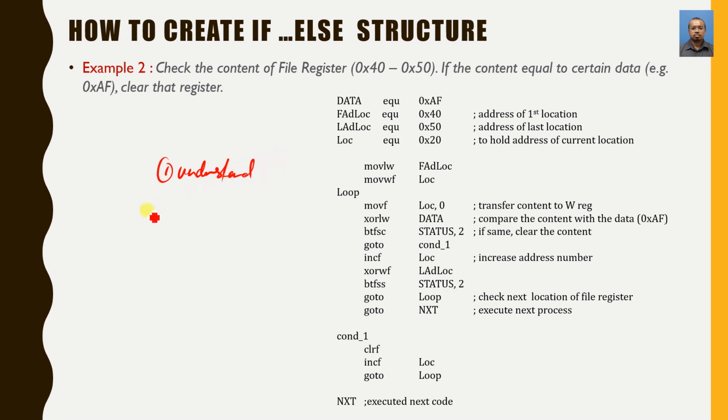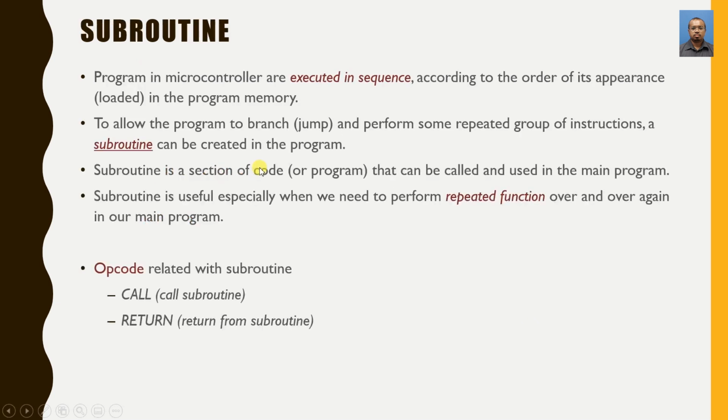Understand this program code. Secondly, what you need to do is rewrite the code without looking at the program. This is how you can learn assembly language efficiently.